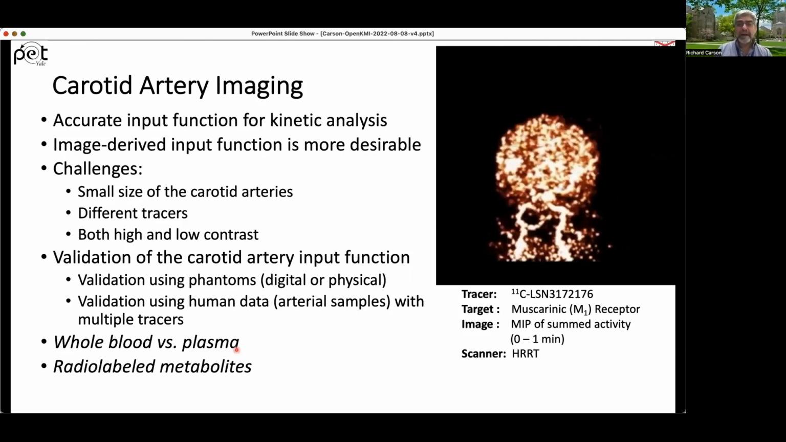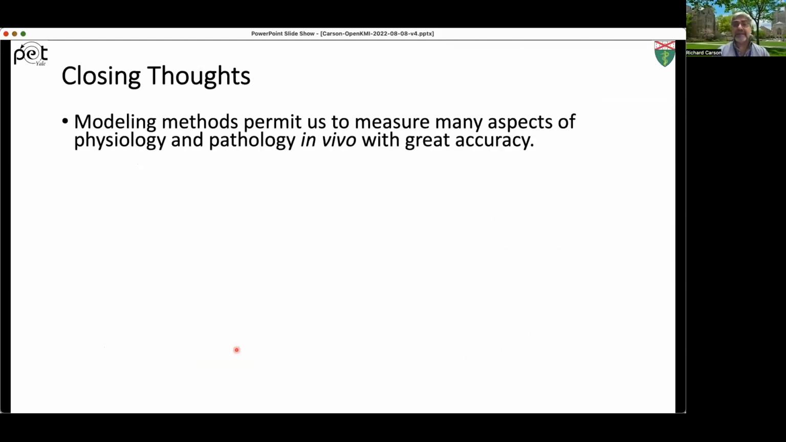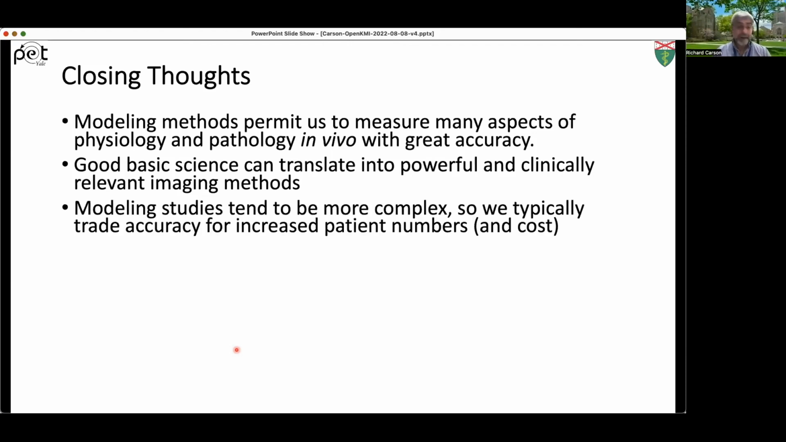So a couple of closing thoughts. First, modeling methods really permit us to take it to the next level, not just get measurements of radioactivity, but really look at the physiology and pathophysiology in vivo with great accuracy. That's the good news. And with that good basic science, the question is, how can we turn that into clinically relevant imaging methods? How to make that simple. But on the other hand, the modeling studies are often way more complicated, doing arterial lines, and they're costly.